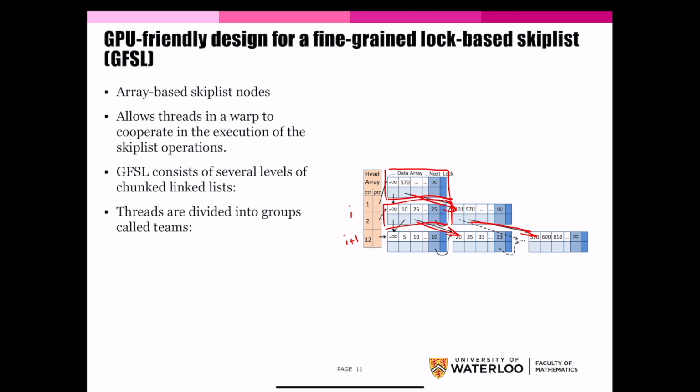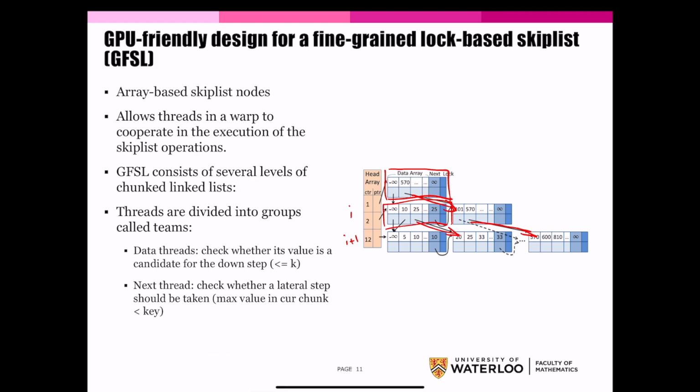Threads are divided into groups called teams. The size of a team can be defined by the user, normally a warp. The threads in teams can be divided into data threads and next threads. Data threads check whether their value is a candidate for the down step. Next thread is defined by checking whether a lateral step should be taken when the max value in the current chunk is smaller than the key.